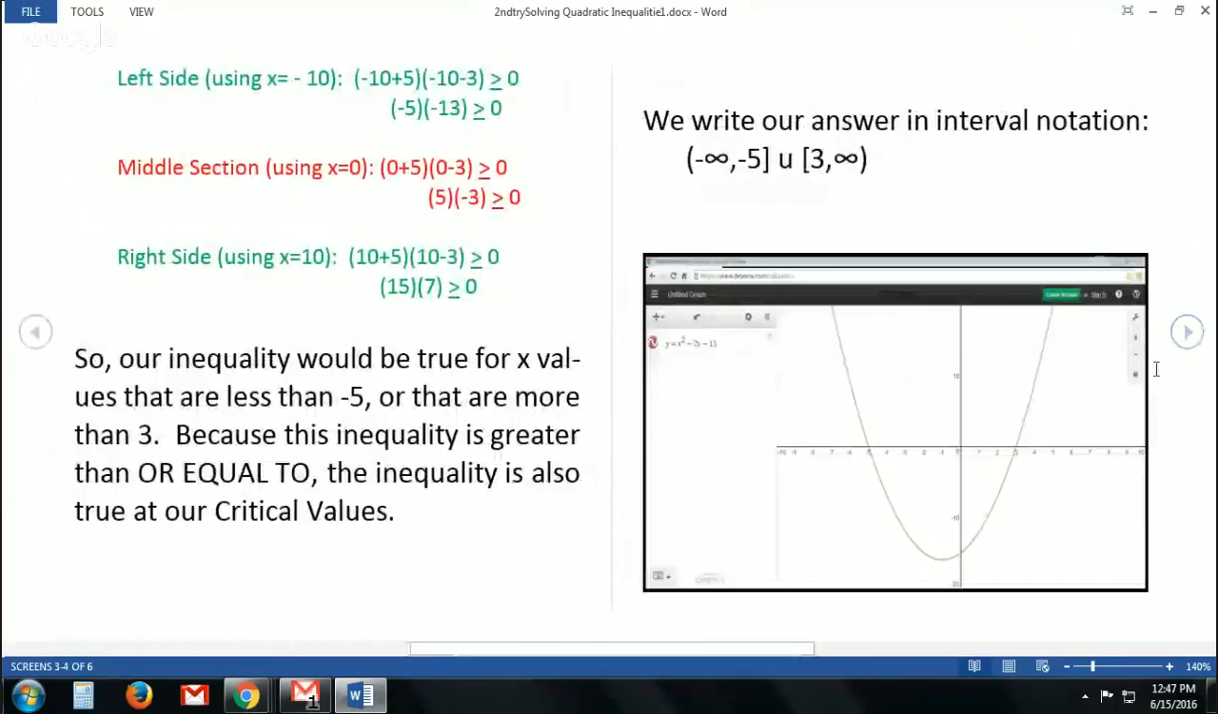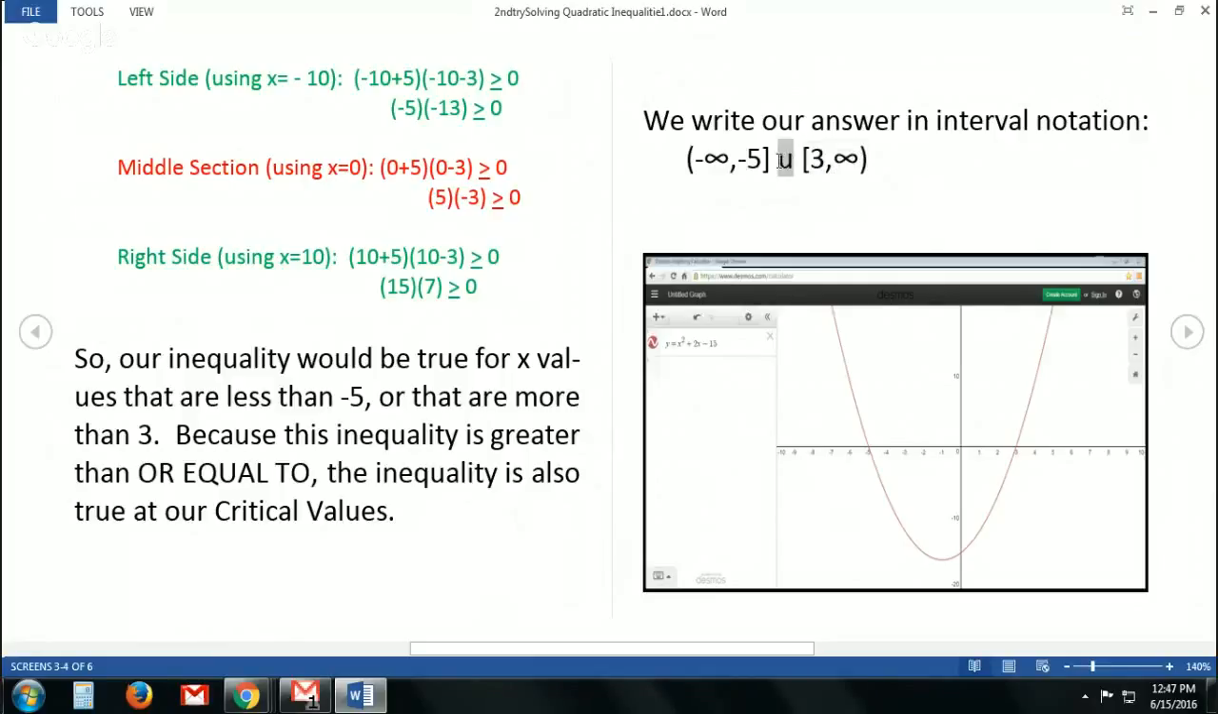Now let's look at that interval notation. Since we've got greater than or equal to for our inequality, notice that it says greater than or equal to, that means that the critical values will be included. The left-hand side then starts at negative infinity and goes to negative 5. Infinities always get parentheses. The negative 5 gets a bracket here because of our equals, because it's included. Now, we want to add to that the other section that begins at positive 3 and goes to infinity, parentheses with an infinity and a bracket at the 3 since it's included.